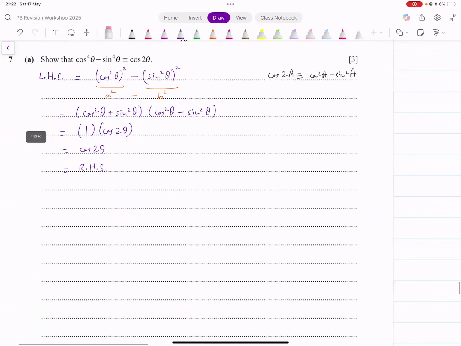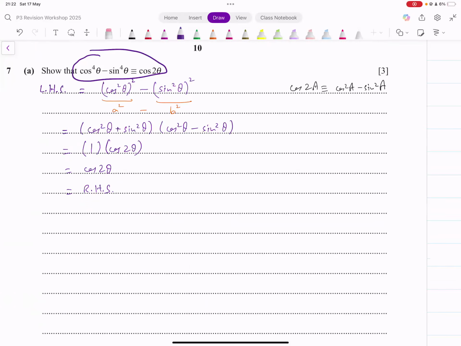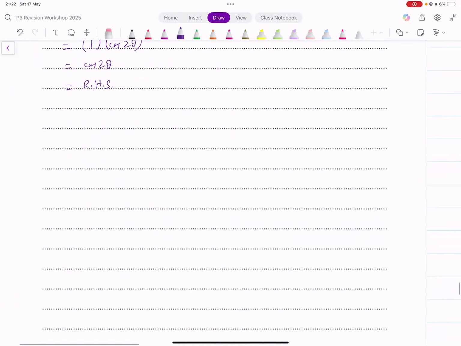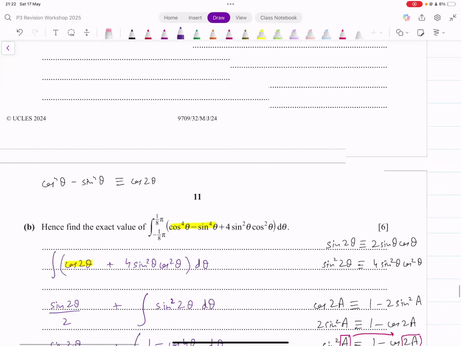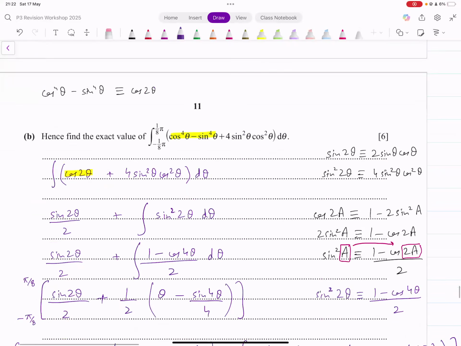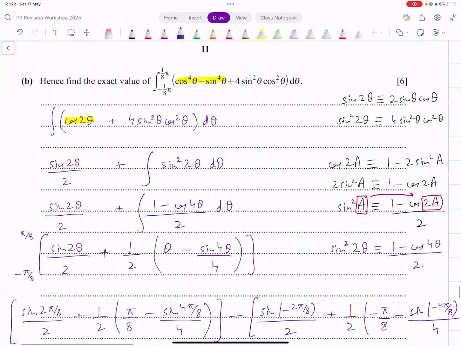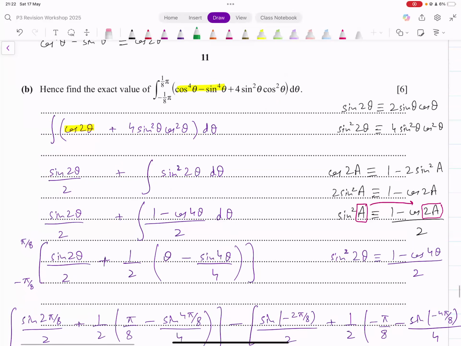Again, in the first part, they ask you to prove an identity. And then in the next part, they want you to integrate something. Now, they want the exact value of this integral. In the first part, we proved that this thing was equal to cos 2 theta. So that's one thing that we can do. We can replace this with cos 2 theta. And that can be integrated directly.